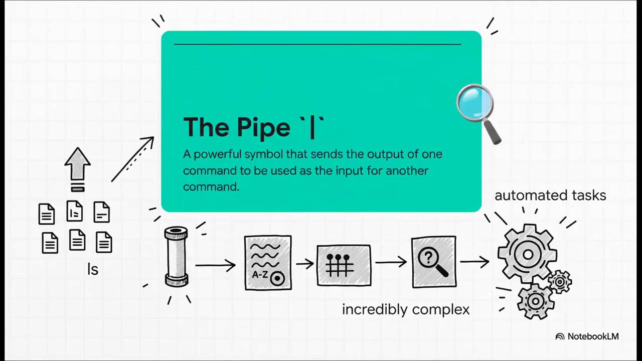Okay, now this is where the real magic happens. It's called the pipe. This little vertical line lets you chain your commands together. So you could list all your files with ls and then immediately pipe that list over to another command that sorts them, or maybe another one that counts them, all in one go. This is how we combine simple tools to do some seriously complex stuff.